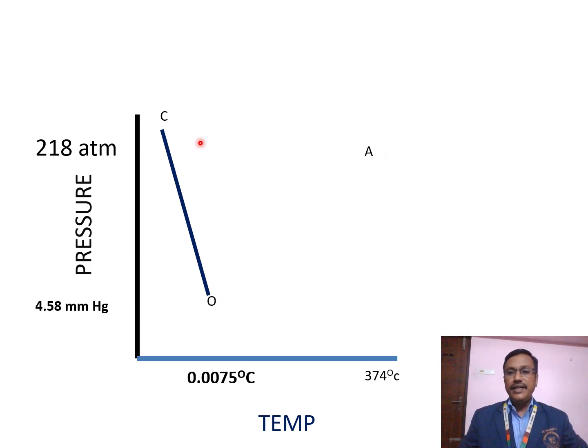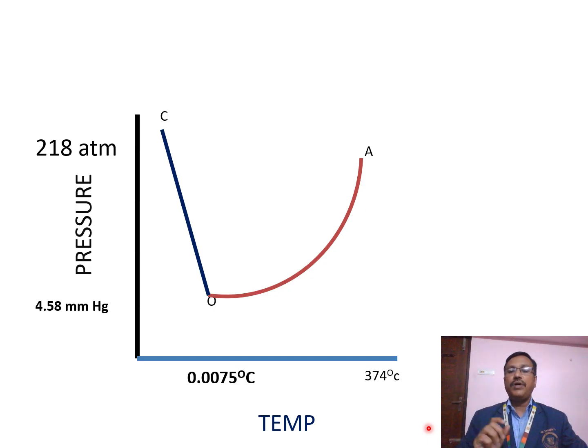Care should be taken that C and A are not at equal pressure. C is in a higher pressure region, A is in a lower pressure region. With respect to temperature, C is in a lower temperature region, A is in a higher temperature region. So this is known as OA curve.